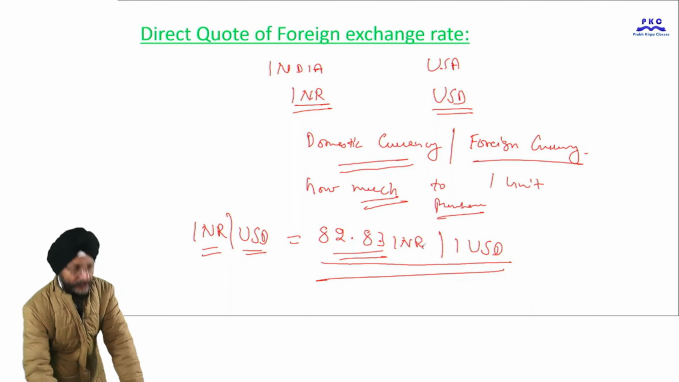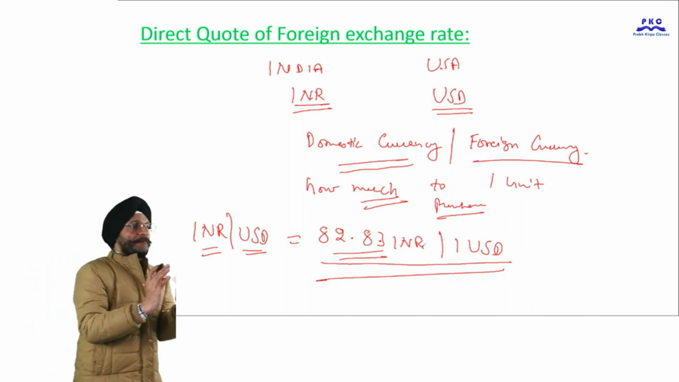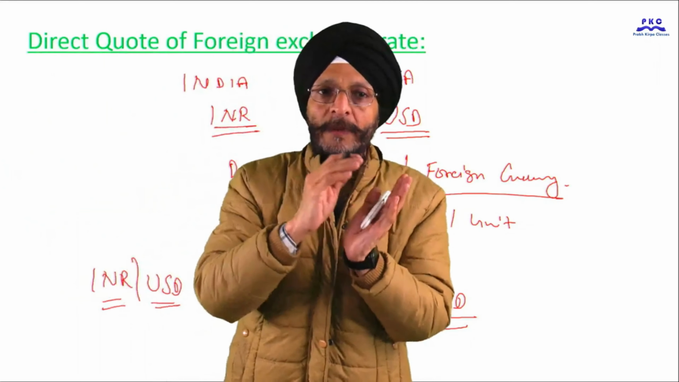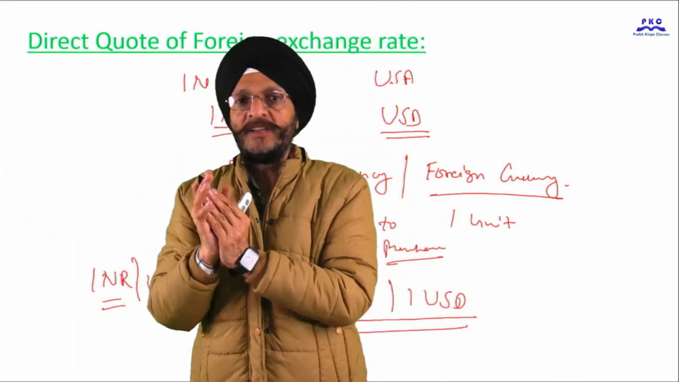To get 1 US dollar, we will be paying 82.83. That is, we will be required to pay 82.83 Indian rupee to get 1 unit of the other currency. Here we are talking about the other currency, which is the US dollar. So we will be paying 82.83 Indian rupee to get 1 US dollar.